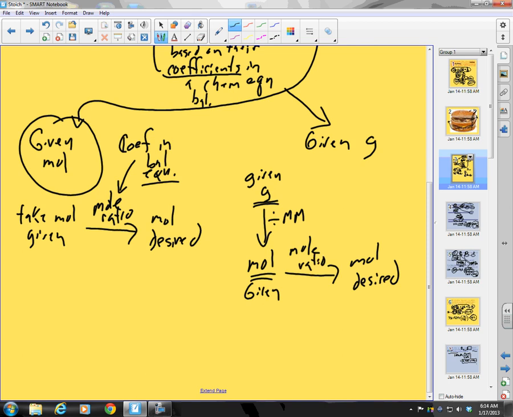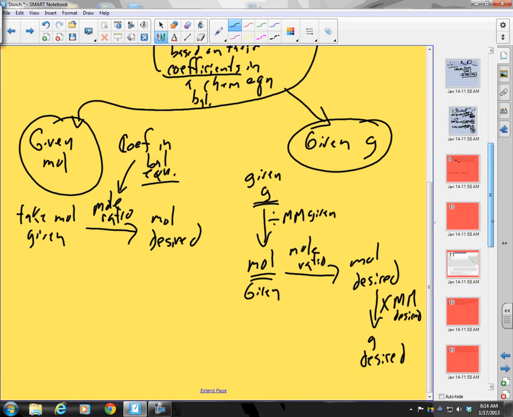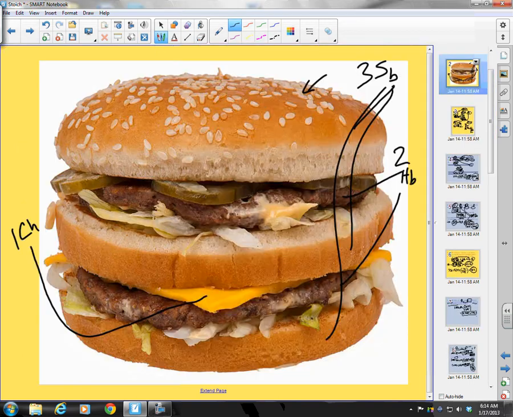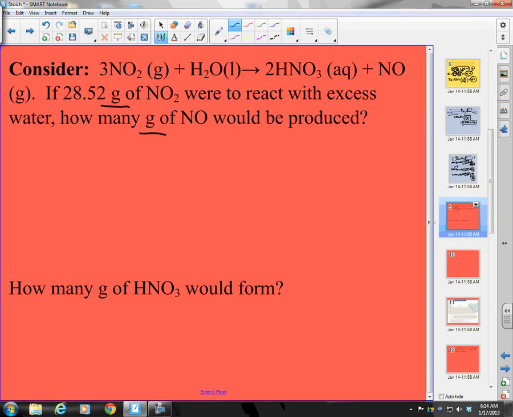And then I can go from moles of desired to grams of desired. How do I go from moles to grams? I multiply by the molar mass of my desired. And by the way, the earlier one is the molar mass of my given. They're not going to be the same molar masses. That's all there is to it. This stoichiometry stuff's a piece of cake. Or is it a Big Mac? In any case, let us move on to our question.